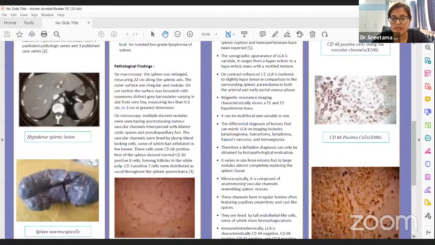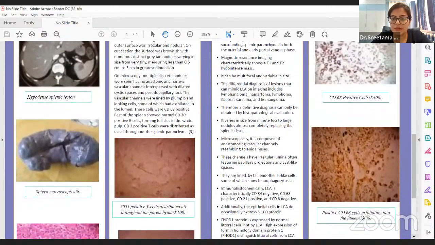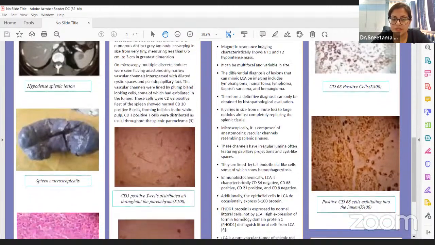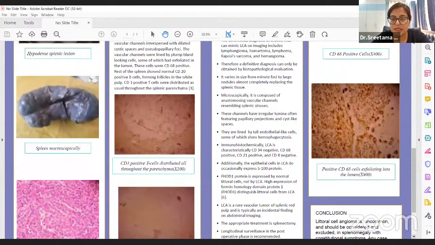Magnetic resonance imaging characteristically shows a T1 and T2 hypointense mass. It can be multifocal and variable in size. The differential diagnosis of lesions that can mimic LCA on imaging includes lymphangioma, hematoma, lymphoma, Kaposi's sarcoma, and hemangioma. Therefore, a definite diagnosis can only be obtained by histopathological evaluation. It varies in size from minute foci to large nodules, almost completely replacing the splenic tissue.